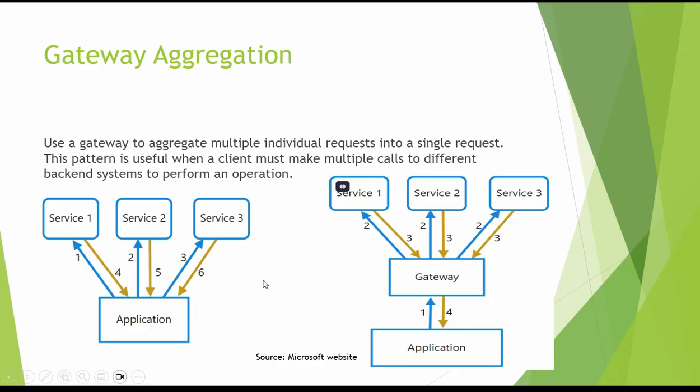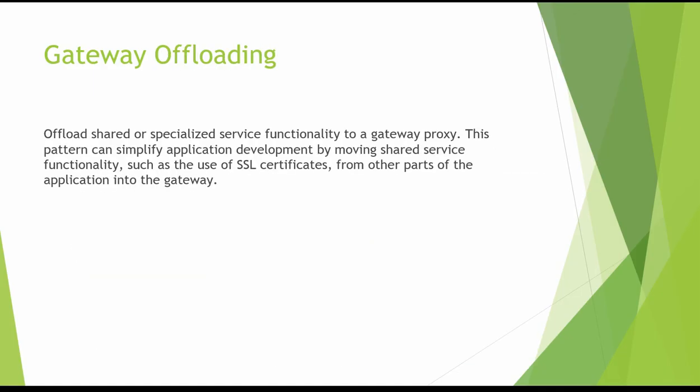Next one, gateway aggregation. In this scenario, an application is calling service one, service two, and service three, sending requests to all of these services. Instead of the application sending three requests, it can send only one request, and the gateway will handle segregation of the request and send it individually to service one, service two, and service three. When it receives the results, it will bring everything together and return the message back to the application. So that's the gateway aggregation.